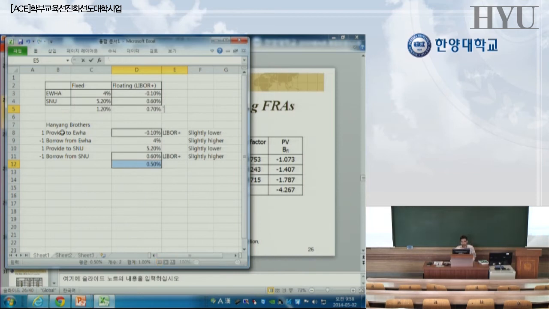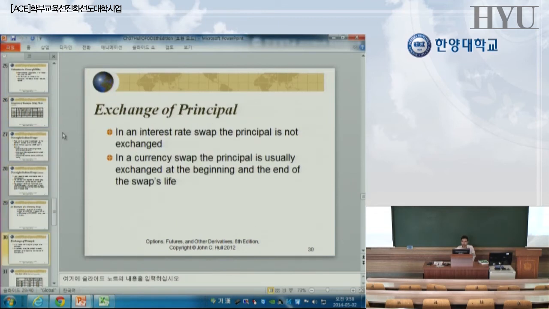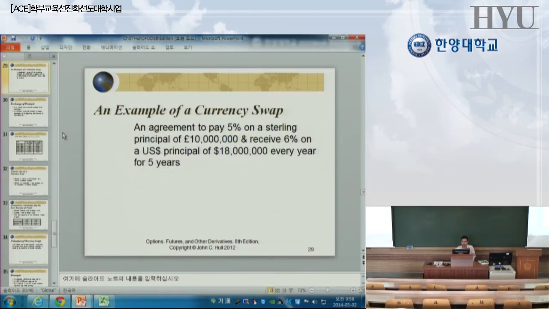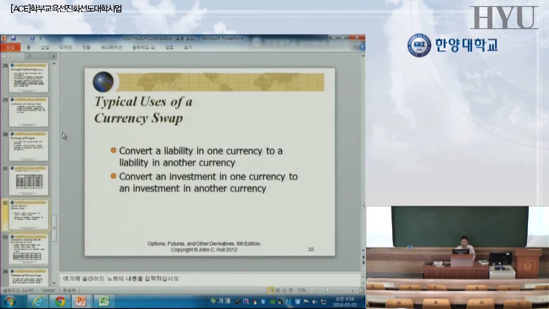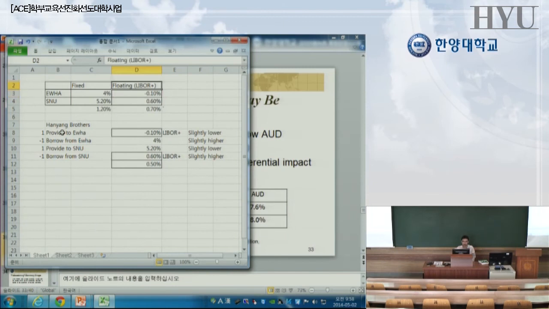Okay. And let's go to the currency swap. What is the example for currency swap? Okay, here it is. Let's do the same example.